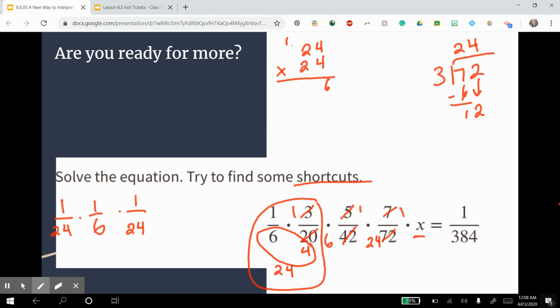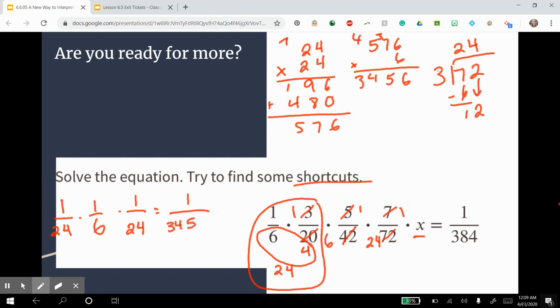4 times 4 is 16, carry the 1. 4 times 2 is 8, plus 1 is 9. Placeholder 0. 2 times 4 is 8. 2 times 2 is 4. 6. 9 plus 8, 17, and 5. Okay, so then I'm going to multiply that by 6. 576 times 6. 6 times 6 is 36. 6 times 7 is 42, plus 3 is 45. 6 times 5 is 30, plus 4 is 34. Okay, so I'm left with 1 over 3,456. Okay, so I have 1 over 3,456 times x is equal to 1 over 384.